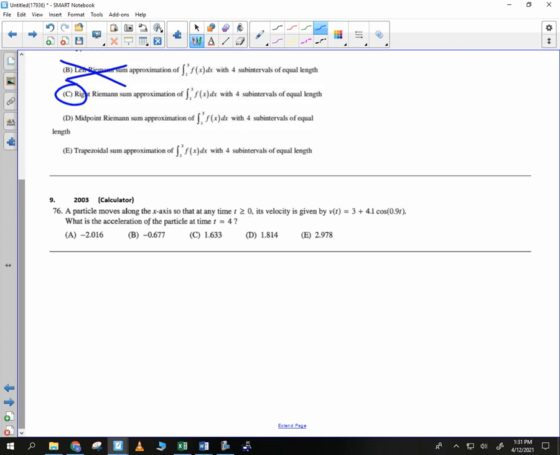A particle moves along the x-axis at any time. Its velocity is given by this guy. What's the acceleration? Somebody tell me, how is acceleration compared to velocity? Yep, so just punch in your calculator, do second calculate number 6, which is your dy over dx, and simply just select 4, and you get 1.633.